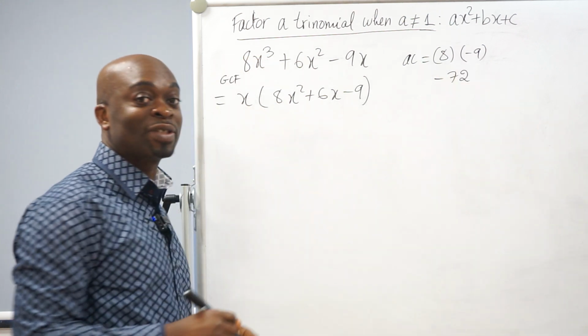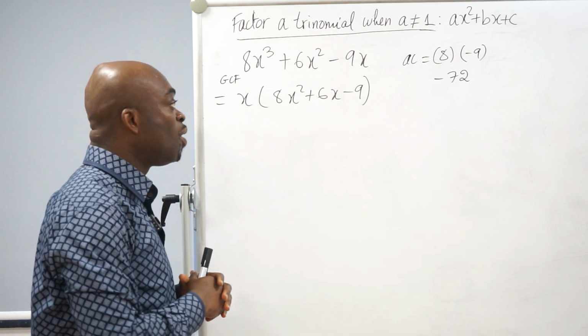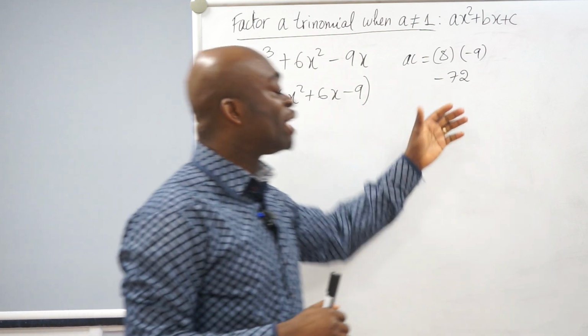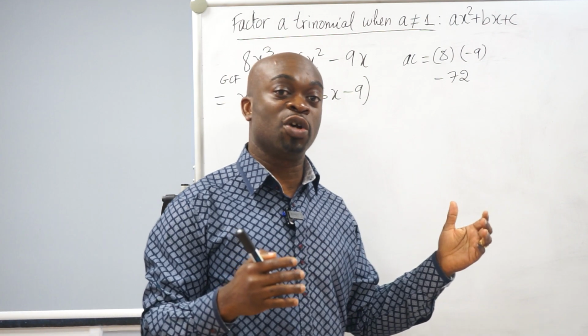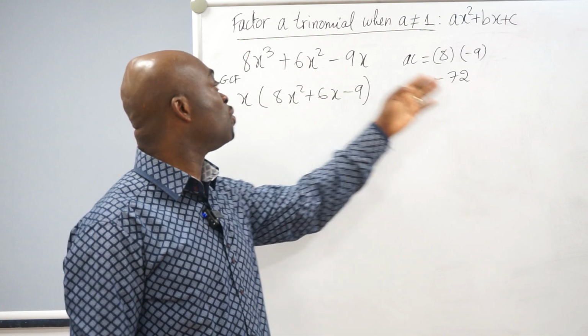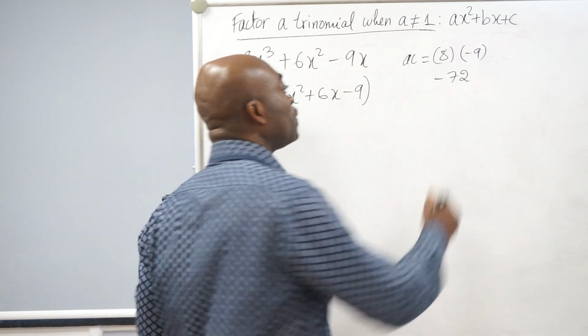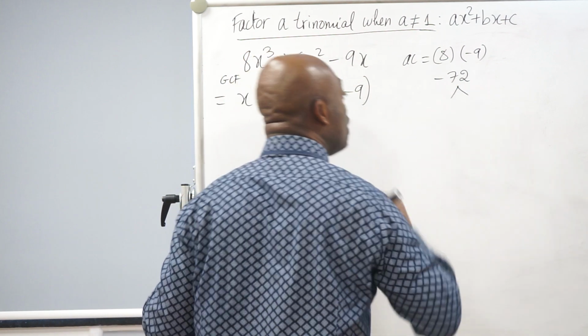Your multiplication tables, ladies and gentlemen, I cannot stress that more and more. That's very important. Now we've got to find factors of negative 72 where you multiply to give you negative 72, and when we add them up, gives you what? Positive 6. So what could be those numbers?